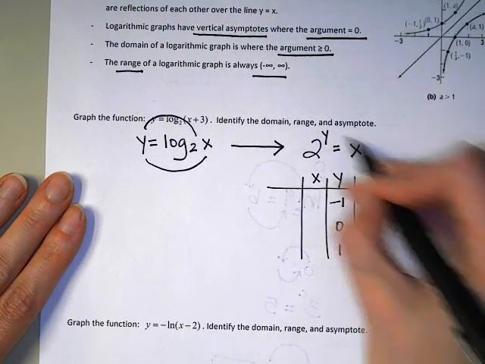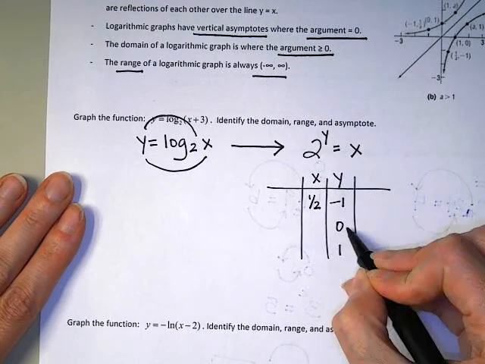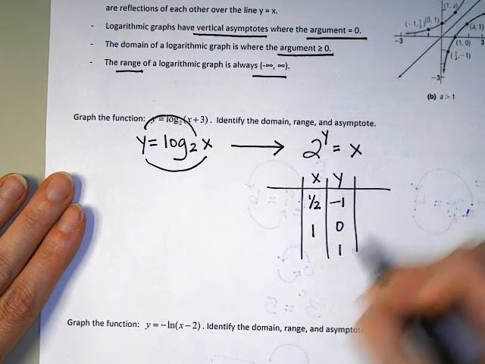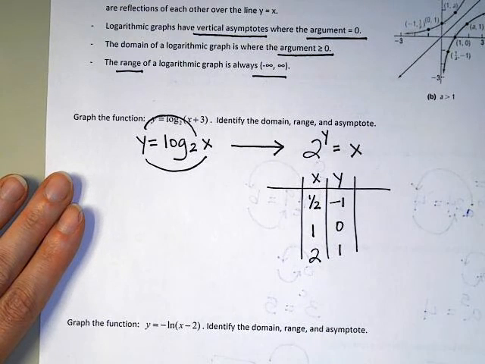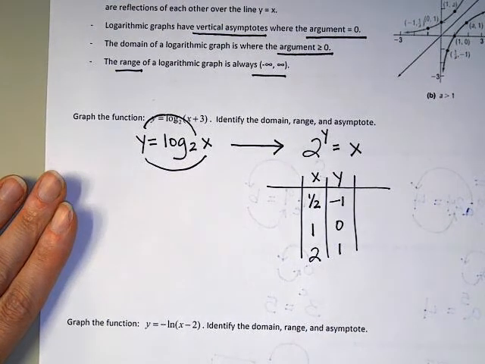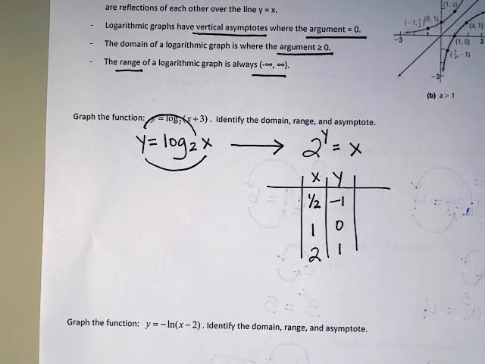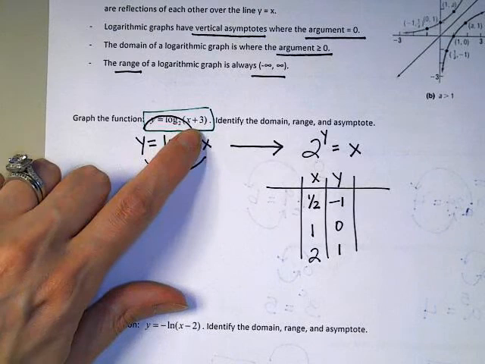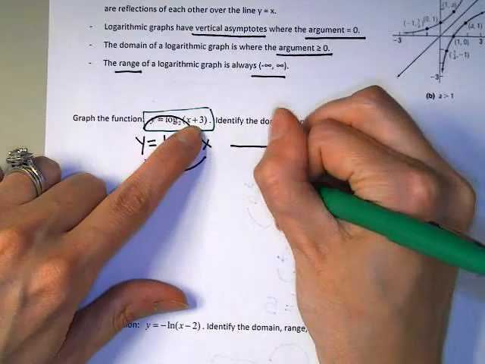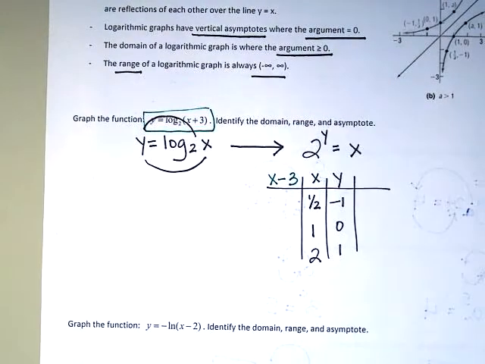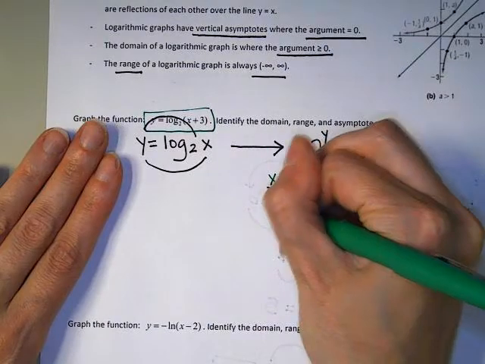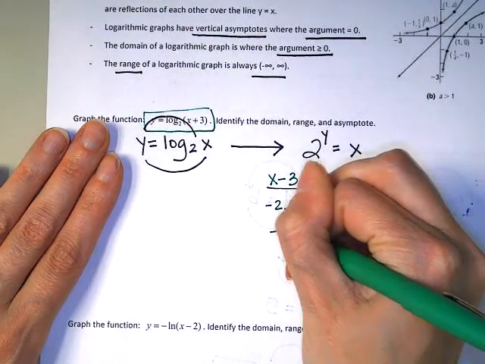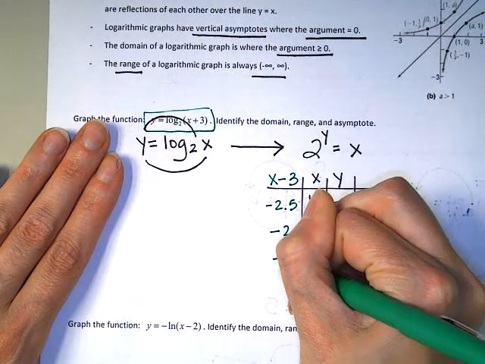Okay, so 2 to the -1 is 1/2. 2 to the 0 is 1. 2 to the 1 is 2. All right, and then let's apply any shifts. So back to our original function. If it says x plus 3, that means all the x's are getting shifted left 3. Okay, so this is now at -2.5, -2, and -1.